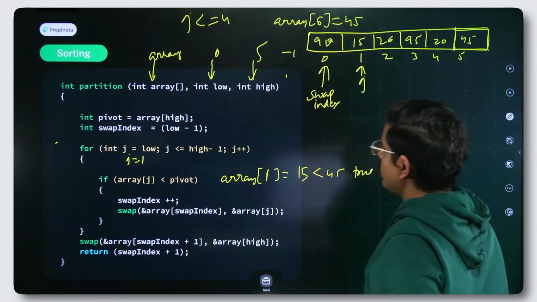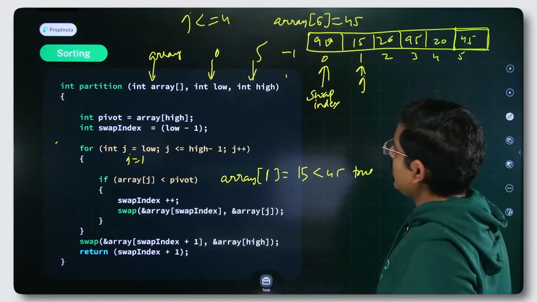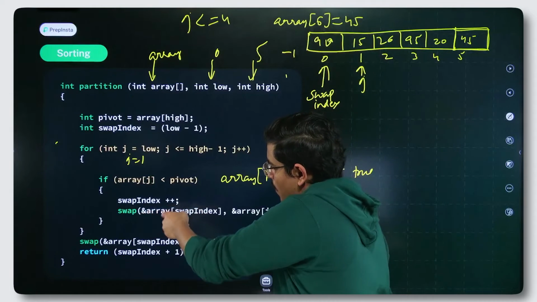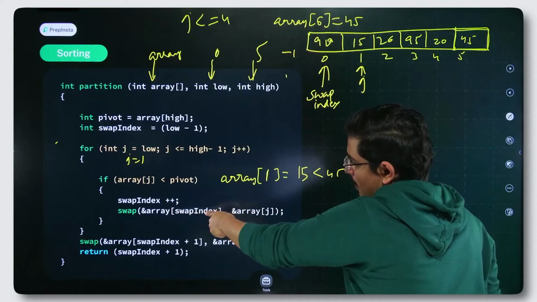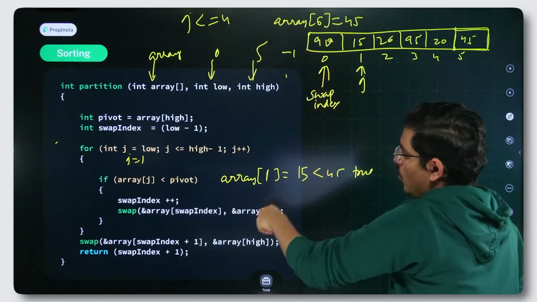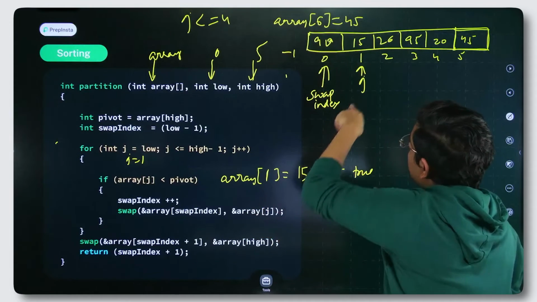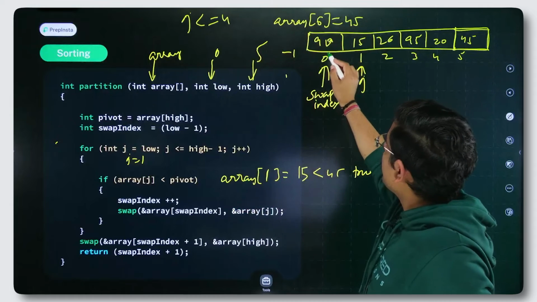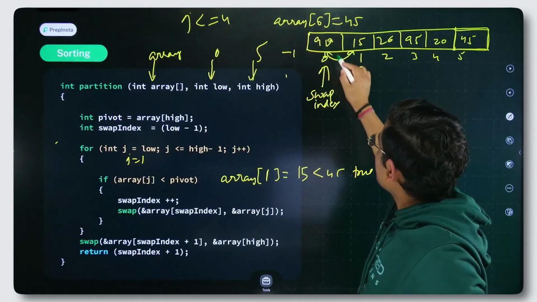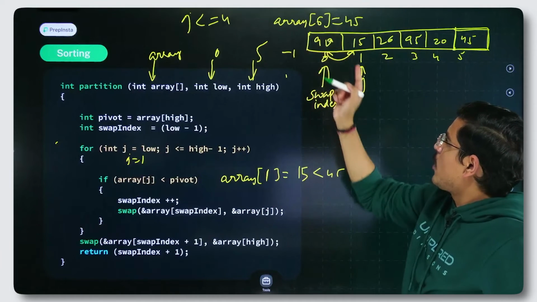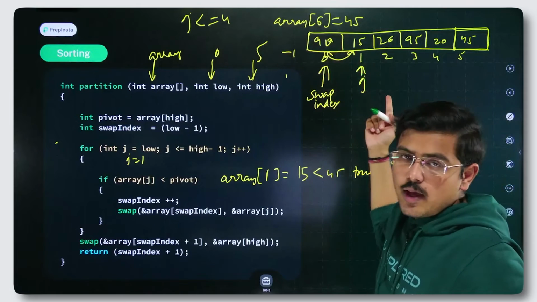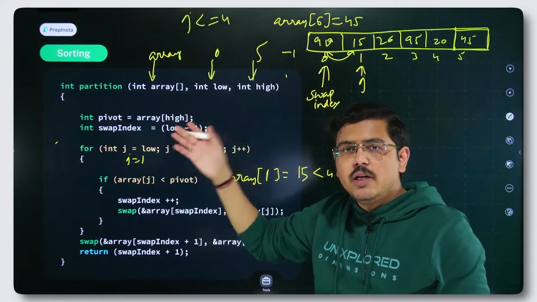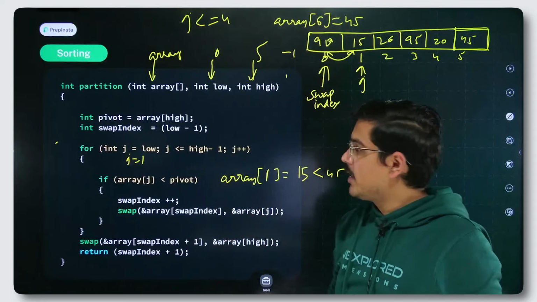Okay, my swap index starts pointing out here. Now what I'll do is swap the value at swap index with the value at j. Basically what I'm trying to do is swap these two values. The value pointed out by swap index should be interchanged with the value pointed by j. This we have done in the last video in a similar fashion, same implementation.